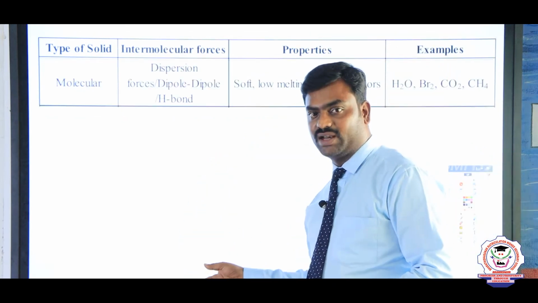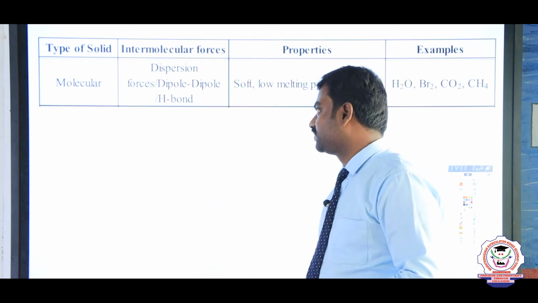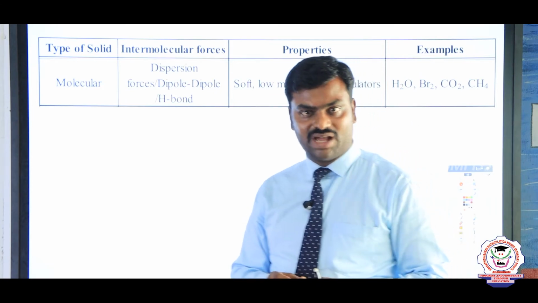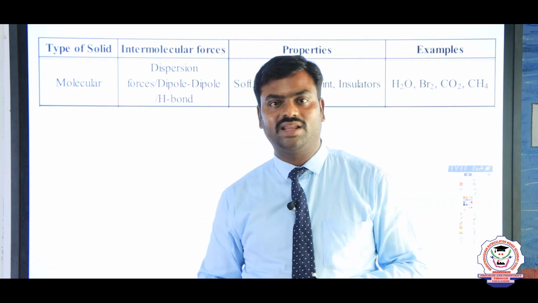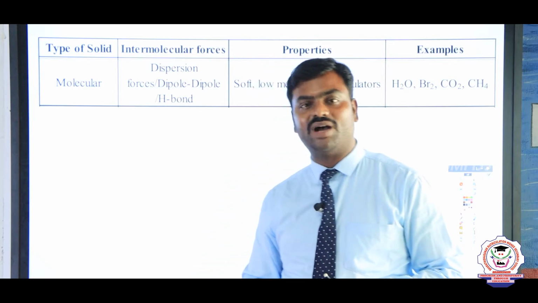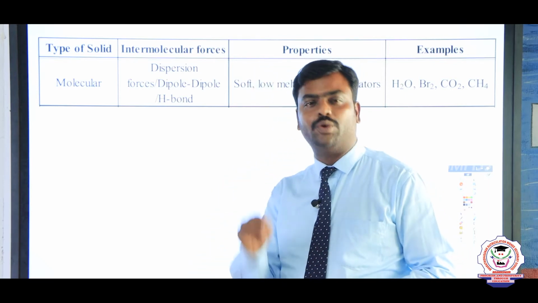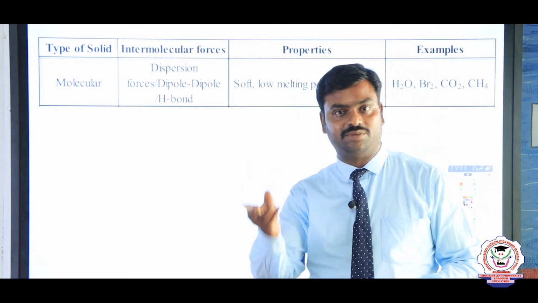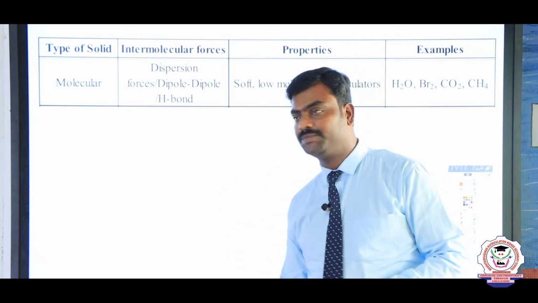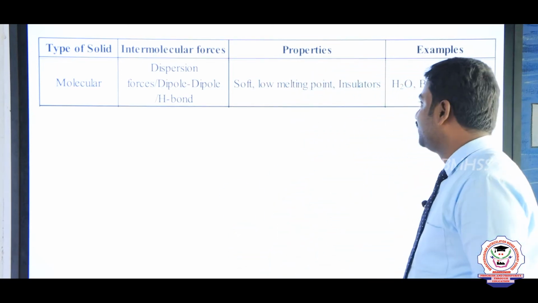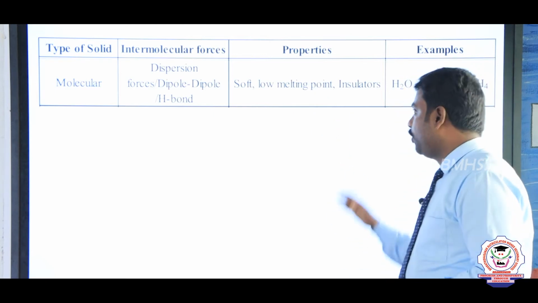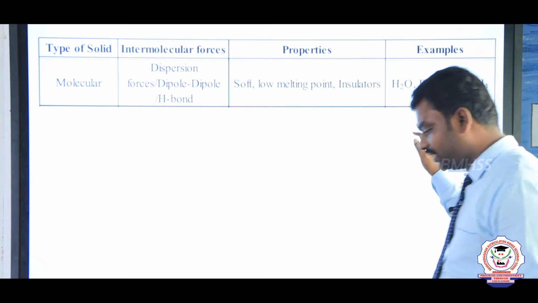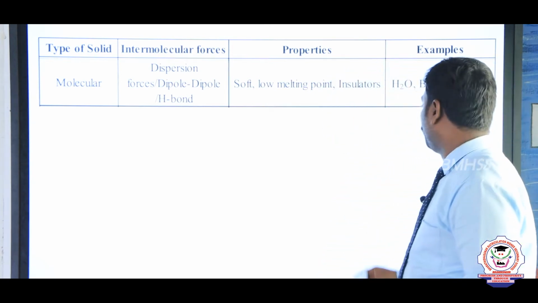The next type of crystalline solid is molecular crystal. In molecular crystals, the molecules are covalently bonded but very small, simple molecules like carbon dioxide and water. These molecules are held together by weak van der Waals forces or dispersion forces, or sometimes hydrogen bonding. Because of that, they can make crystals. Because of the weak forces, they show very soft nature and low boiling point, and they have insulation property. Examples are water, carbon dioxide, bromine and methane.